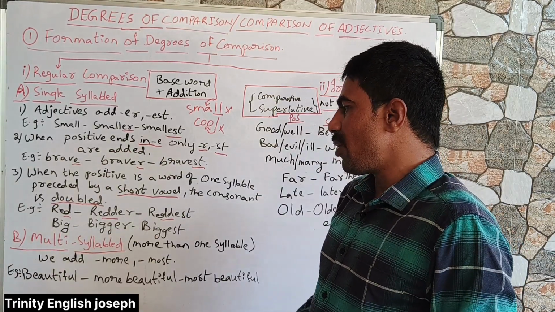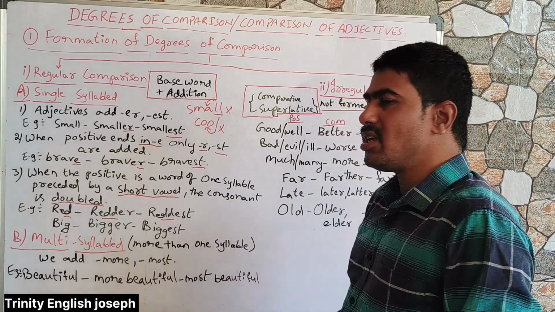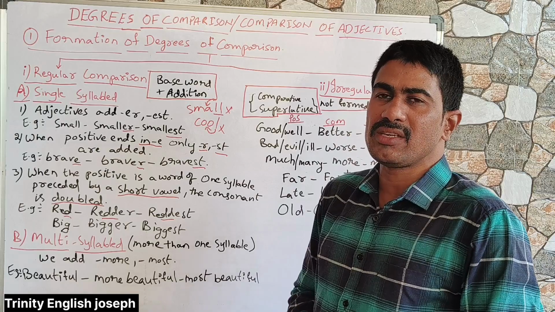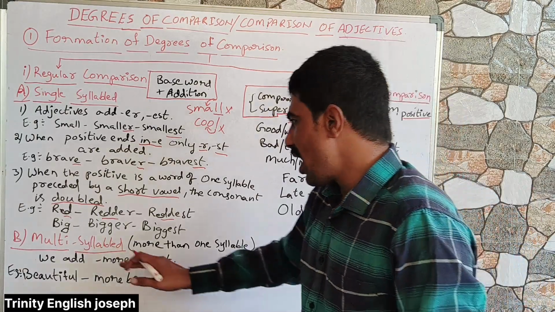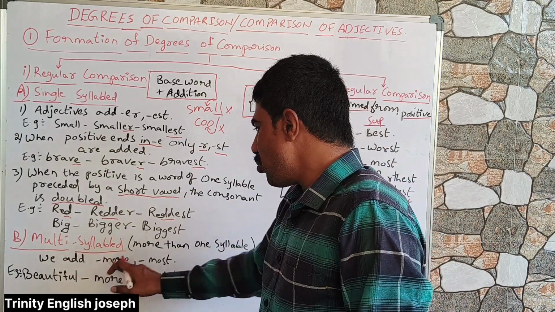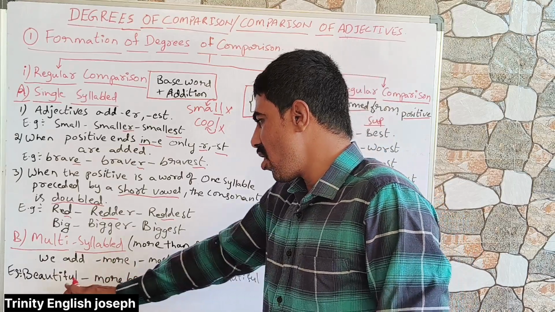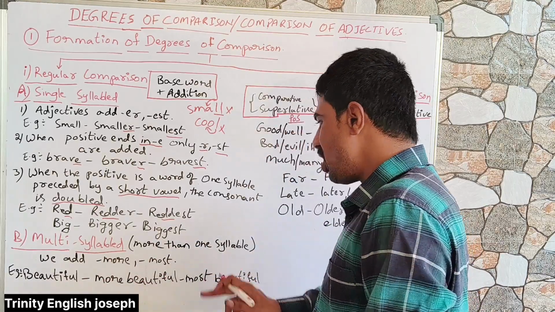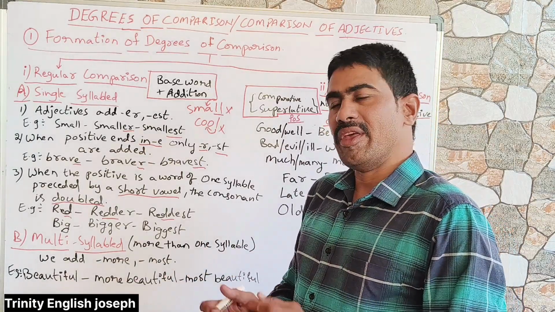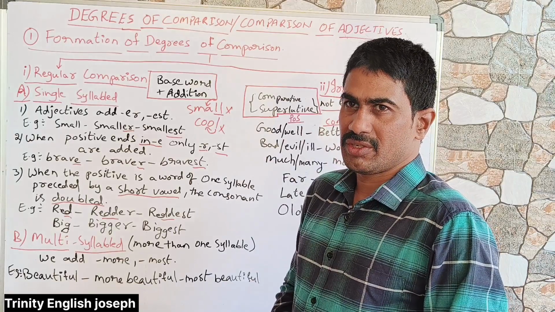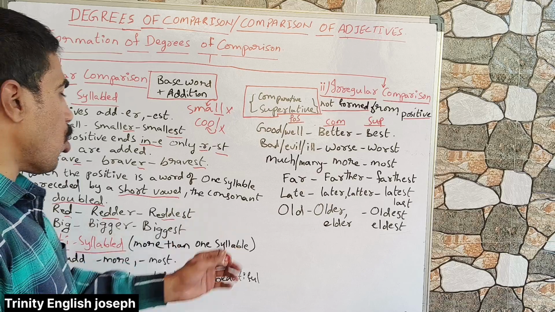Coming to the second one, multi-syllabled formation. Here, if there is more than one syllable, we call it a multi-syllable word, maybe 2 syllables, 3 syllables, 4 syllables or many. Here, we add more and most when we have more than one syllable. If you see here, beautiful, more beautiful, most beautiful. Stupid, more stupid, most stupid. And then intelligent, more intelligent, most intelligent. In this way we have a number of words which we use with more and most.